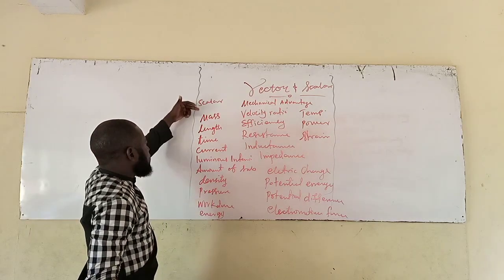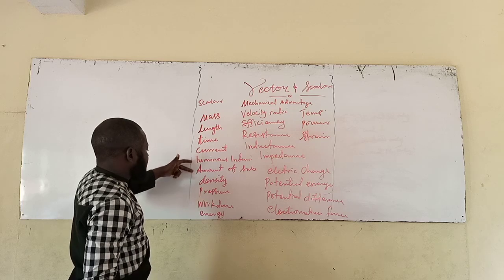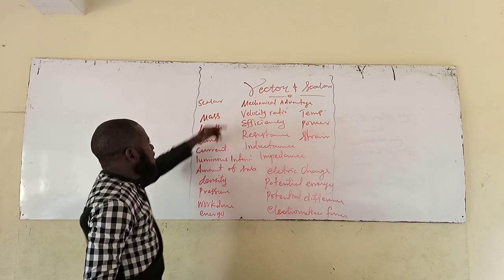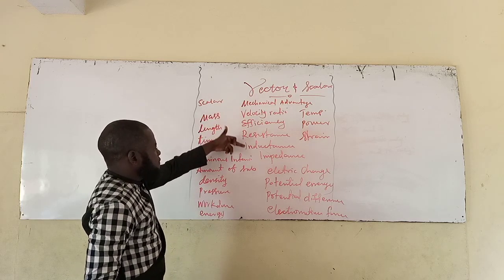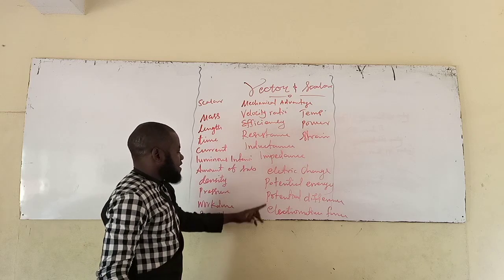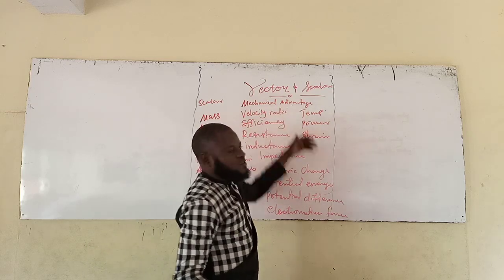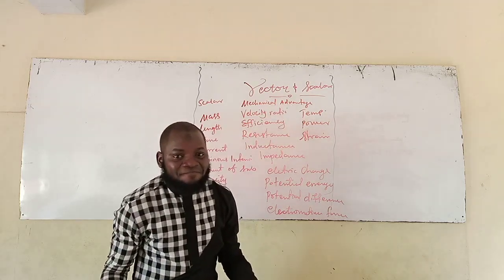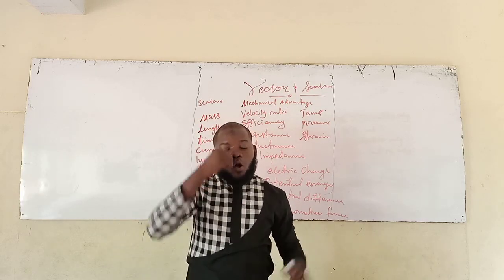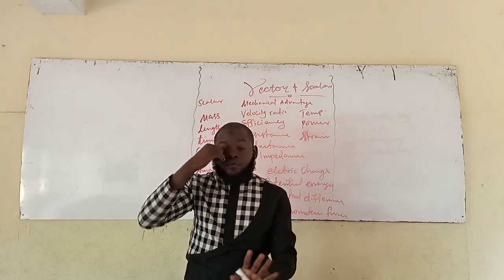So let's count. 1, 2, 3, 4, 5, 6, 7, 8, 9, 10, 11, 12, 13, 14, 15, 16, 17, 18, 19, 20, 21, 22, 23. I think I've tried. That's it. So all of these are the examples of a scalar.